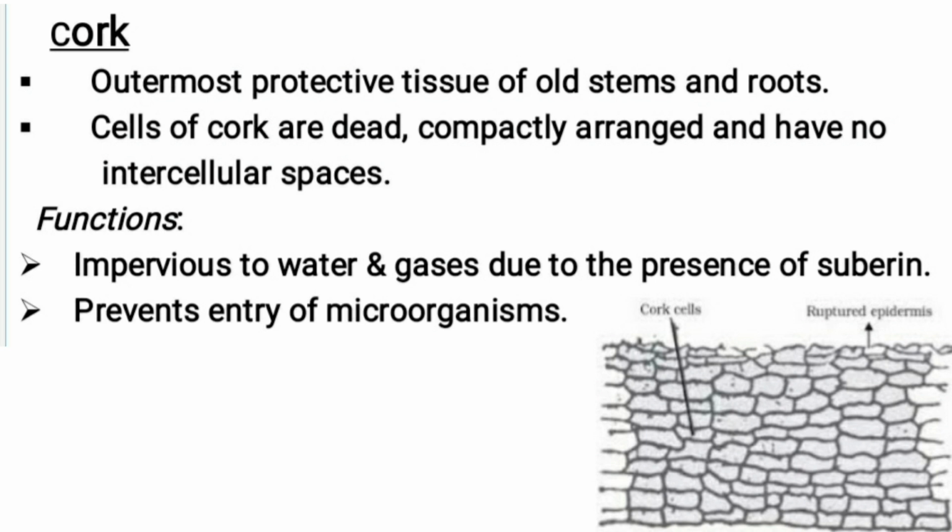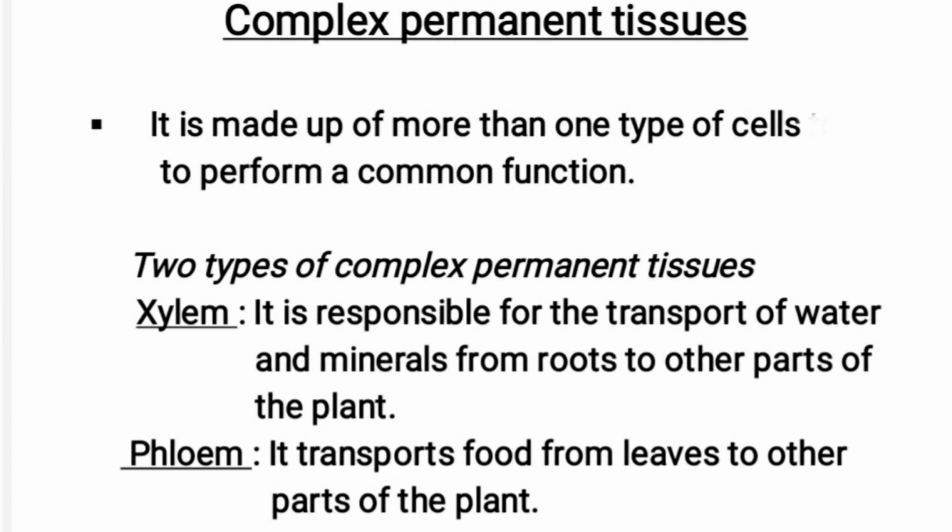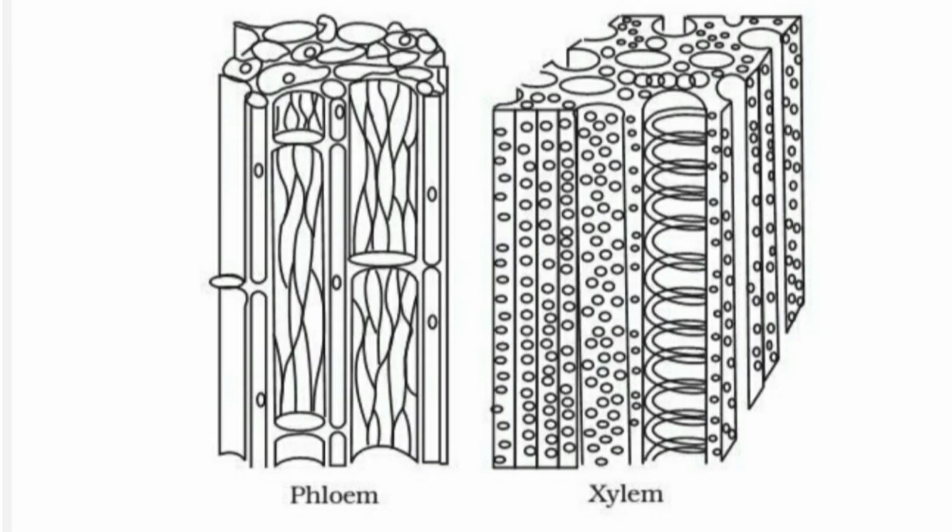Next is complex permanent tissue. Complex permanent tissue is made up of more than one type of cells having a common origin. Hence, cells look different from each other, unlike simple permanent tissue, in which cells are similar in appearance. Types of complex permanent tissues are xylem and phloem. These complex permanent tissues are otherwise called conducting tissues.